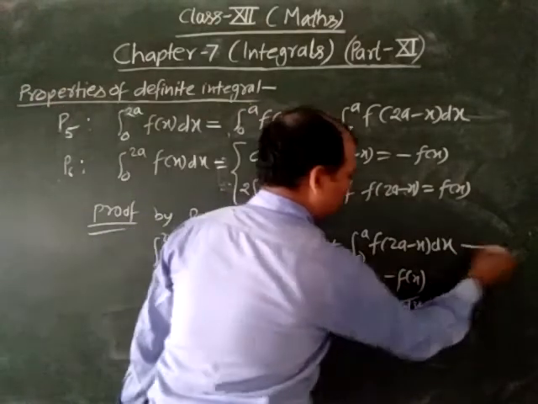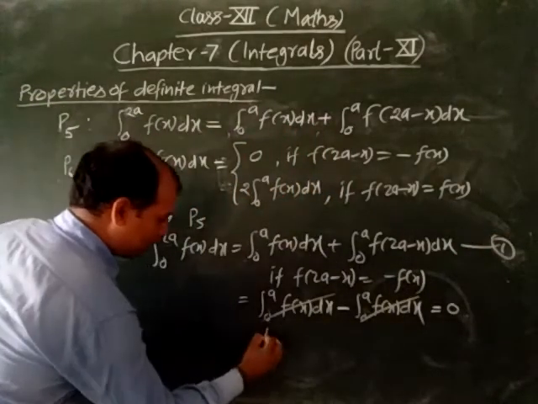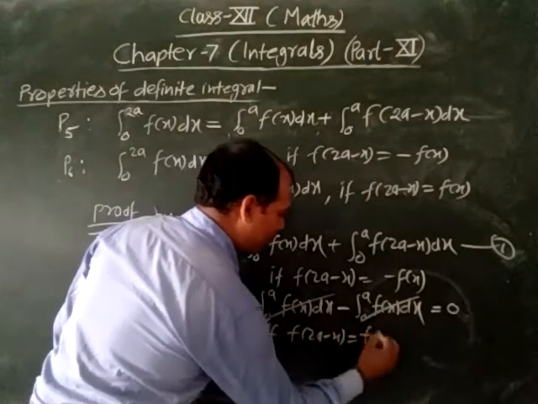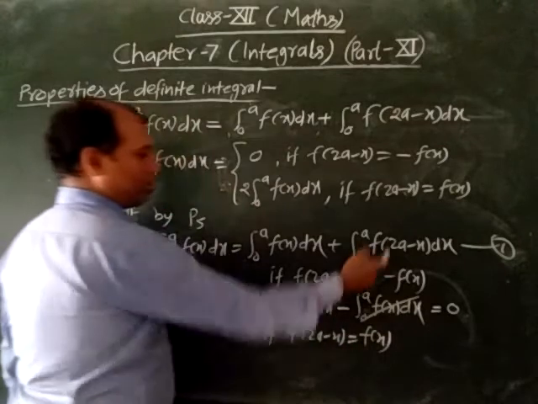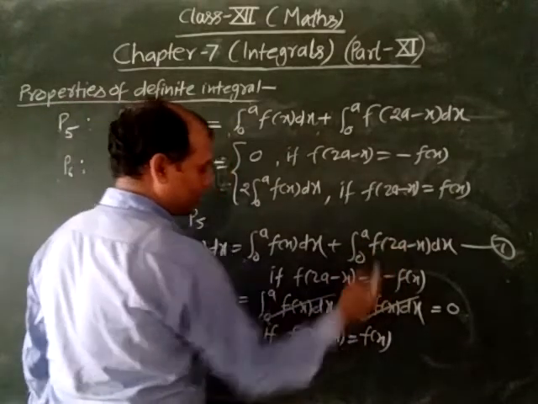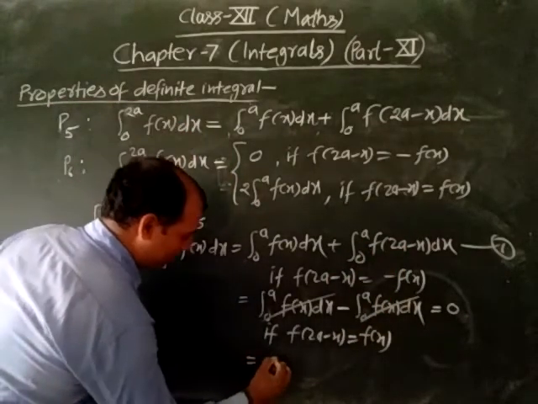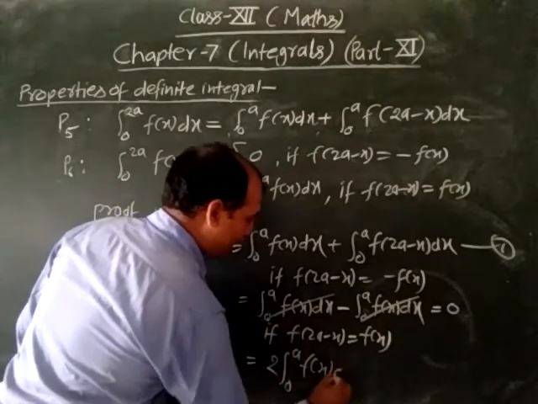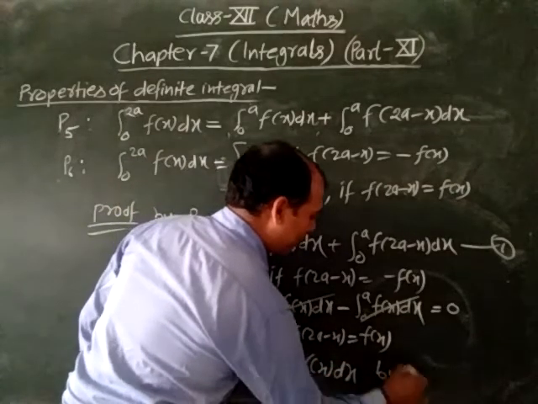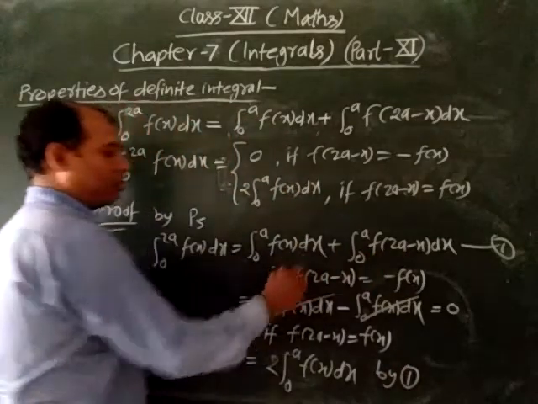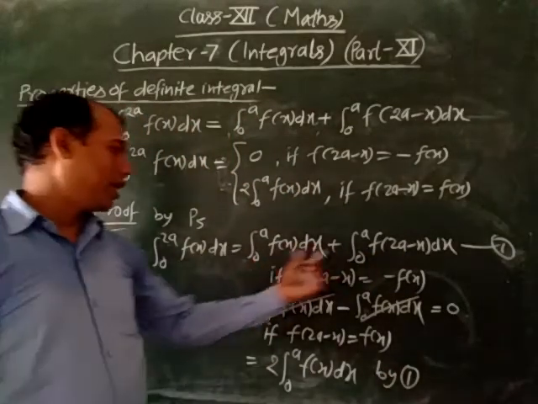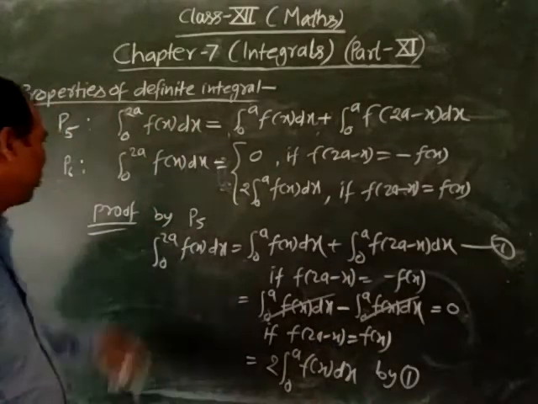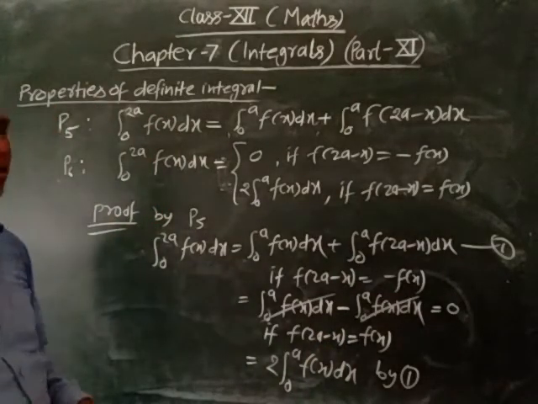Now if f(2a minus x) equals f(x), then we write f(x) in place of this, then by 1 we can write twice the integral from 0 to a of f(x) dx, because both integrals become the same, so on adding these two integrals we get twice of this integral. This is the proof of property number 6.